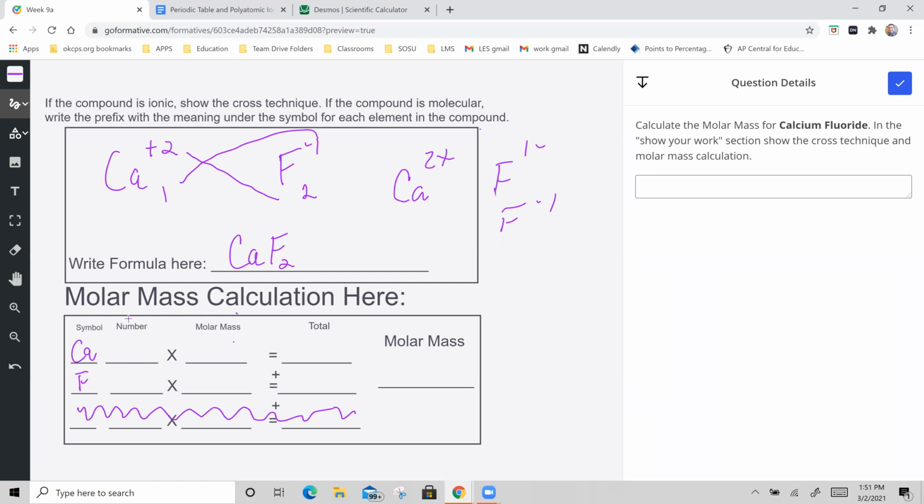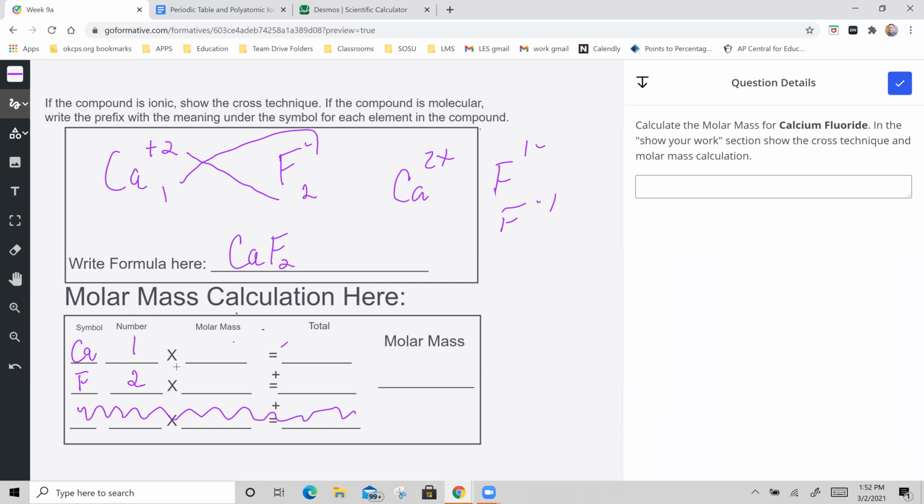So then your next question is, how many calcium and how many fluoride? So that's the number. So you're looking at your formula for this. So how many calcium do we have here? That's right, 1. And then how many fluorine do we have, or fluoride? That's right, 2. What is the next step that you think we're going to do? That's right, we're going to multiply.